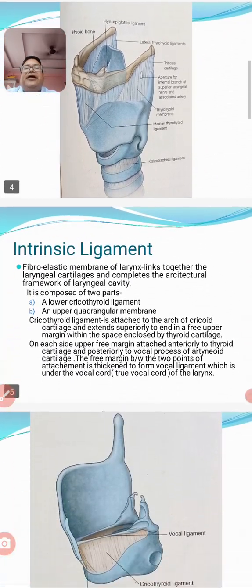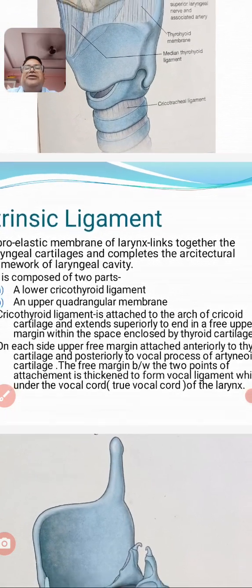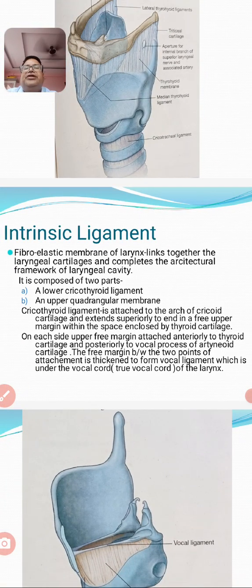Now, the intrinsic ligament is the fibroelastic membrane of the larynx that links together the laryngeal cartilages and completes the architectural framework of the laryngeal cavity. It is composed of two parts: the lower cricothyroid ligament and the upper quadrangular membrane.